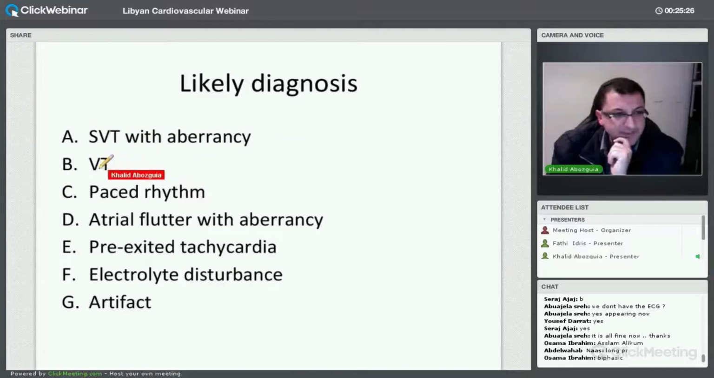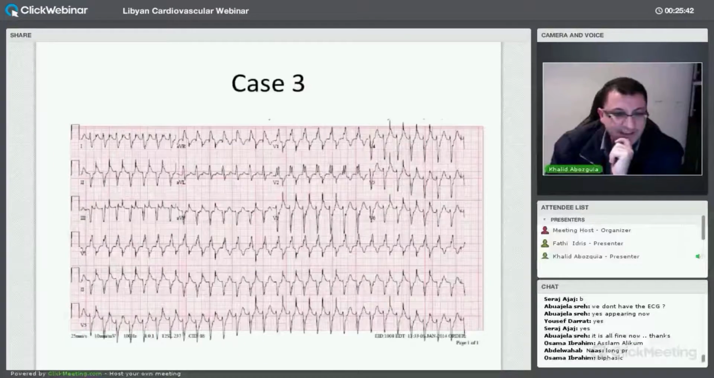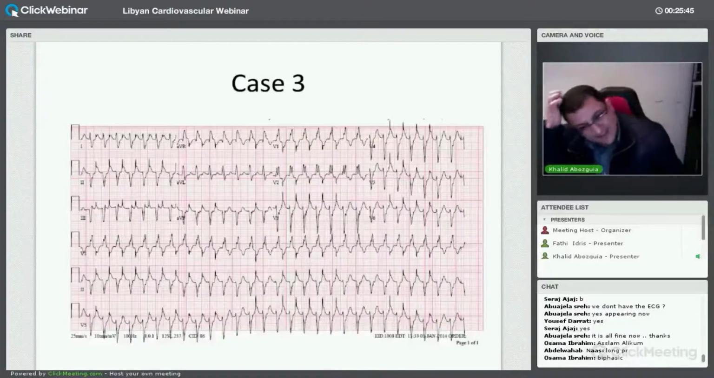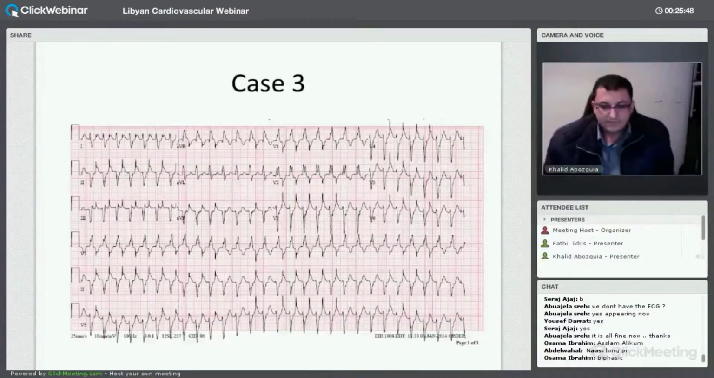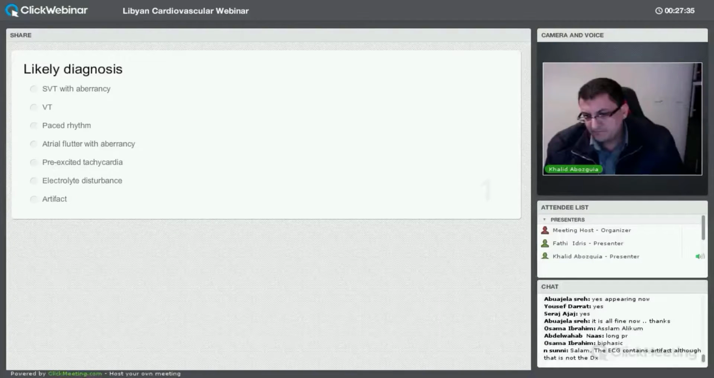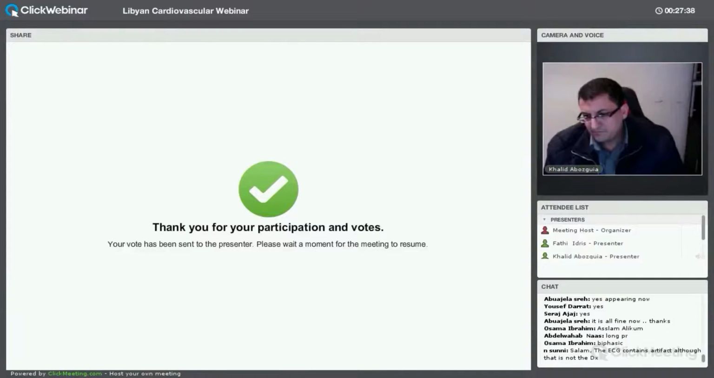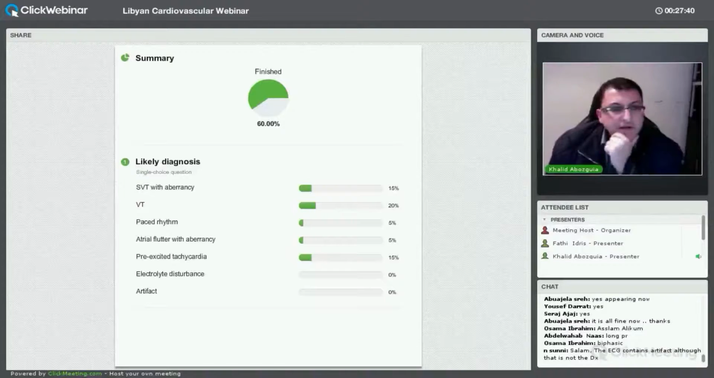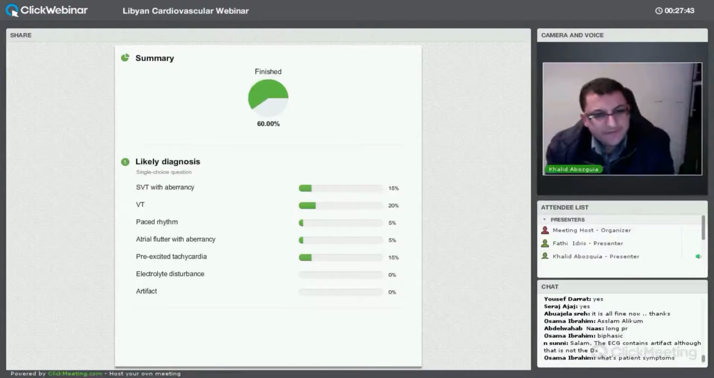The first option is SVT with aberrancy, ventricular tachycardia, paced rhythm, or is it atrial flutter with aberrancy, or is it pre-excited tachycardia, or is this just a form of electrolyte disturbance, or could it be artifact. I'm just going to show you the tachycardia ECG again for about 10 seconds.